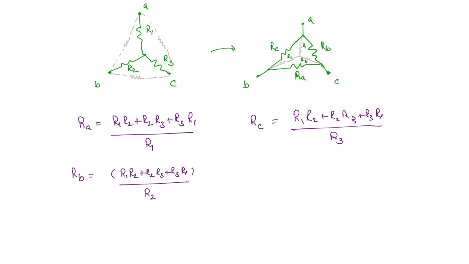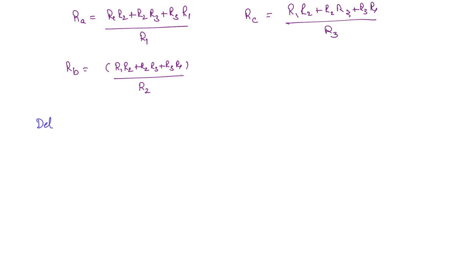Next, delta to star. That means a delta connection is given, and how do we get the star values? So once again we will draw the delta here. This is the delta. So we will take the same thing RA, RB and RC. So now the connection is like this. This is the required star connection. Here you can take anything R1, R2, R3, it doesn't matter because there is another way of remembering here. So I will just draw the bigger diagram.